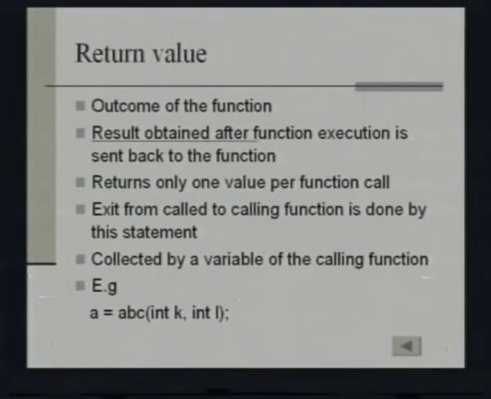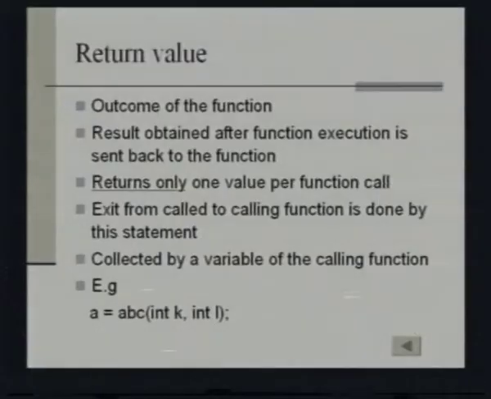Normally when we return a value, it is expected to be the result of that function. Whatever computation that function has done, we expect it to send it back to the calling function. So the result obtained after function execution is sent back to the function which called it. Normally we return only one value per function call, though in certain cases there are exceptions where we can return more than one value from a function.